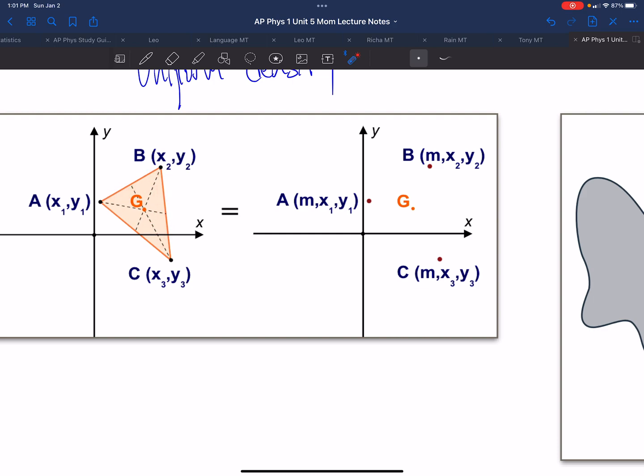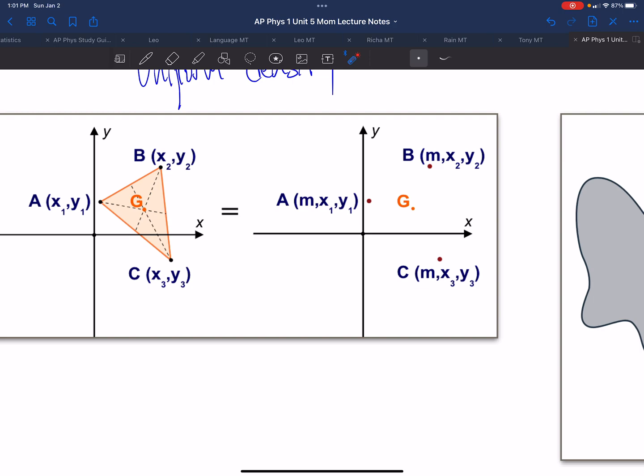Now, whether this is a uniform body like so, or we have three equal masses, one at point A, one at point B, and one at point C, notice mass, mass, mass, the masses are equal, the center of mass would be given by that G.